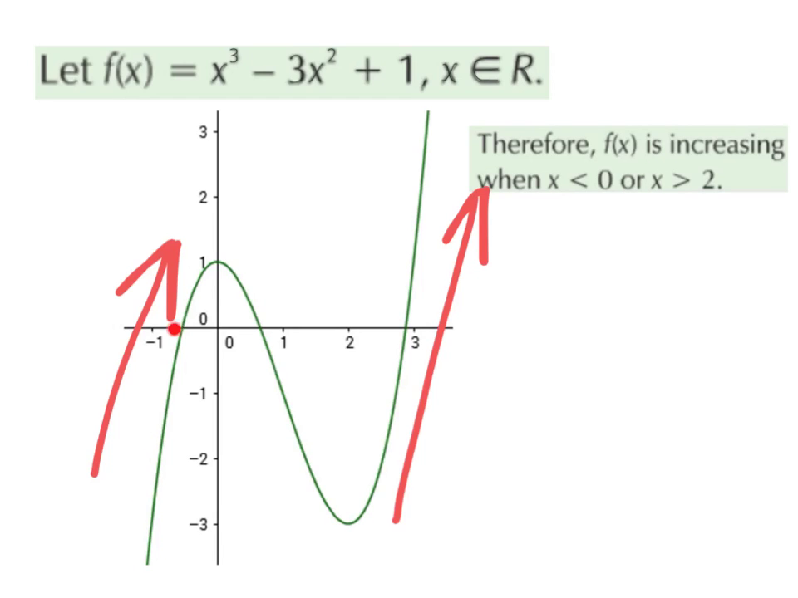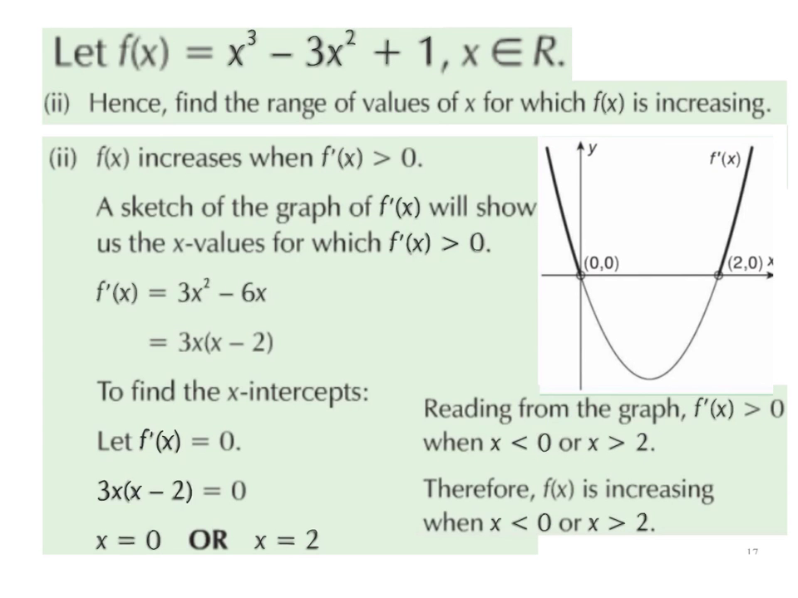But what if we are not given the graph, and what if we cannot see it from the graph? There needs to be another way that we can work this out. So f of x increases when its derivative is greater than 0. And likewise, a function would decrease if its derivative is less than 0. But in this case, we're interested in when our function is increasing. So our function increases when its derivative is greater than 0.